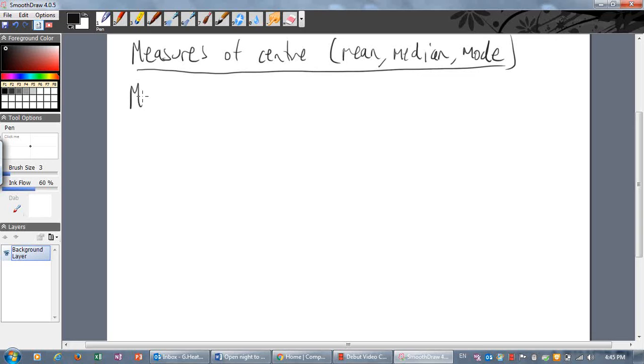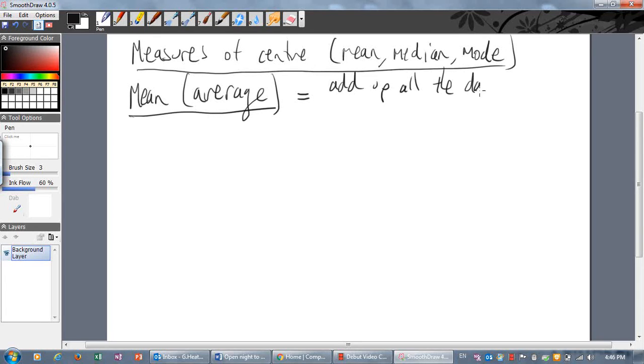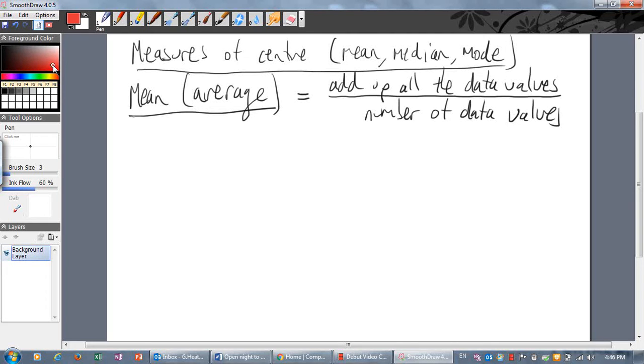So the one that you probably already know the most is the mean, which is also called the average. And how you find the mean is equal to, you add up all the data values. So you just add them up, plus, plus, plus, and then you divide it by the number of data values. And let me show you what I mean.